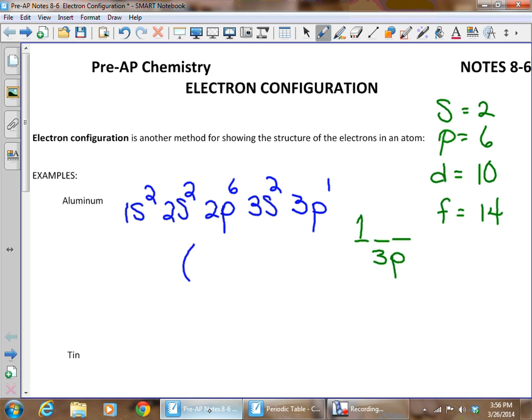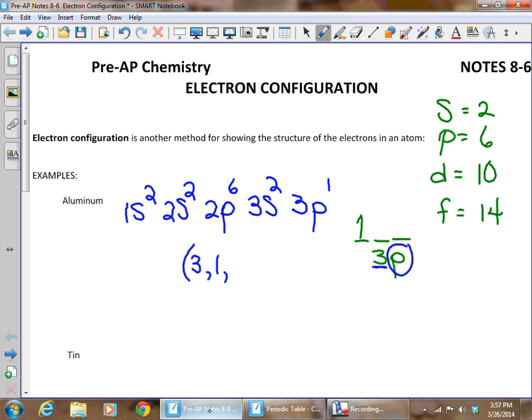Remember, the first quantum number, the principal quantum number, is the energy level that it's in. In this case, it's the 3rd energy level. The second quantum number is for which sublevel it's in. So remember, we said that a p sublevel is going to be designated with a 1. S is 0, p is 1, d is 2, f is 3. So the p sublevel gets a 1 designation.